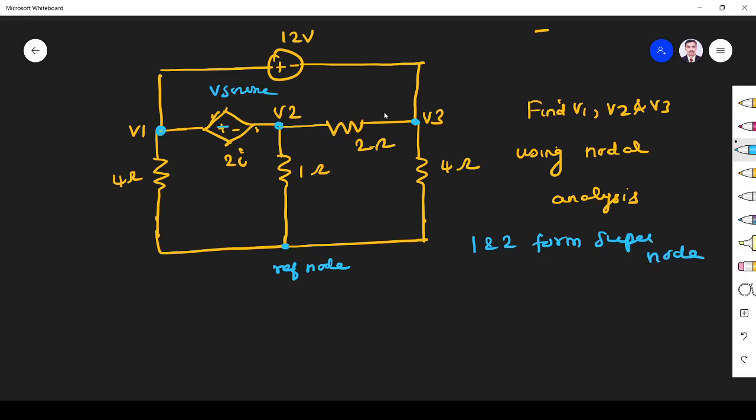And we see whether there is any other voltage source between two non-reference nodes. You see here also we have one voltage source, between 1 and 3. So 1 and 3 also form a supernode.